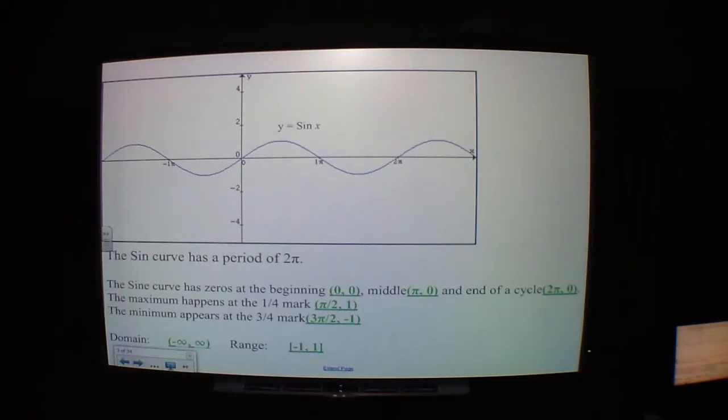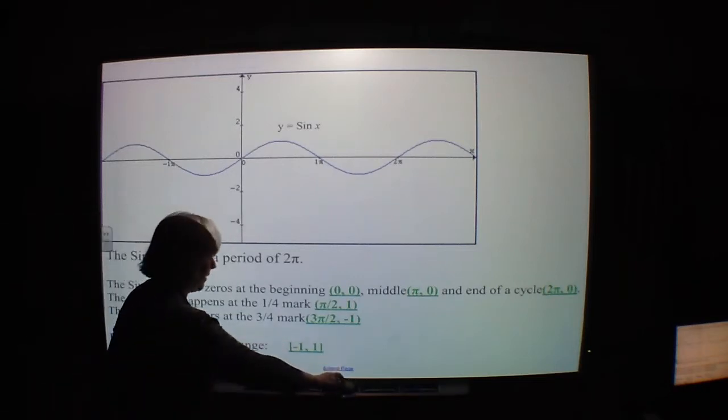When you look at this, the domain, if you look at it from right to left, goes forever because it keeps repeating itself. So it's -infinity to positive infinity. Range is your y values. It goes up to +1, it goes down to -1. So your range is from -1 to +1.